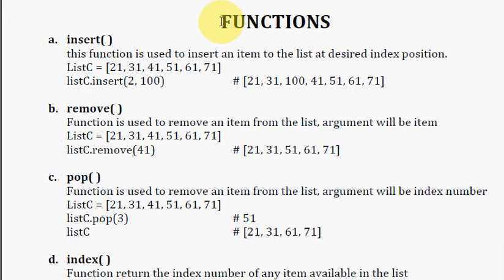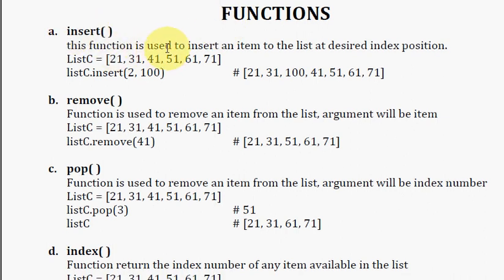Now we are going to take a glance at the functions that are used in a list in Python. Insert function. The insert function is used to insert an element into the list at the desired index position. That means we can add any element in any position. The syntax is list name dot insert 2, 100. Here you can see 21, 31, 41. The indexes are 0, 1, 2. At index number 2, 100 is inserted and 41, 51 have been shifted to the right. So the insert function is used to insert any element at any location.